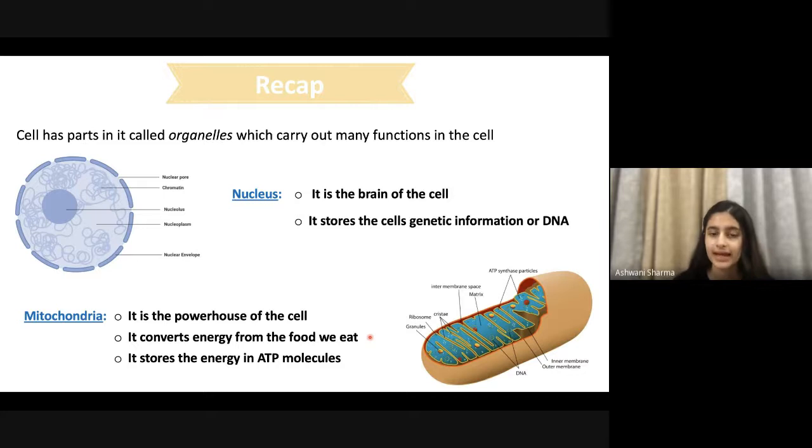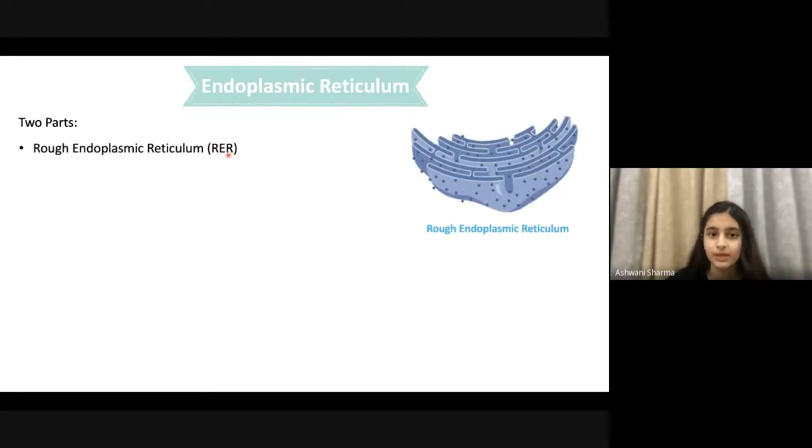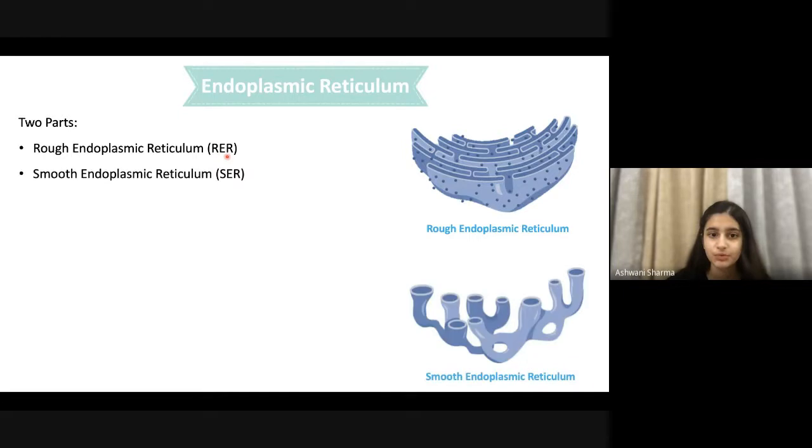Now we're going to be looking at a few more of the cell organelles. So first, let's start with the endoplasmic reticulum. The endoplasmic reticulum is of two parts: the rough endoplasmic reticulum, or RER, and the smooth endoplasmic reticulum, or SER. The reason it's called the rough endoplasmic reticulum is because it has these things called ribosomes attached on its surface, which makes the surface rough. On the smooth endoplasmic reticulum, there are no ribosomes attached, and so the surface is smooth.